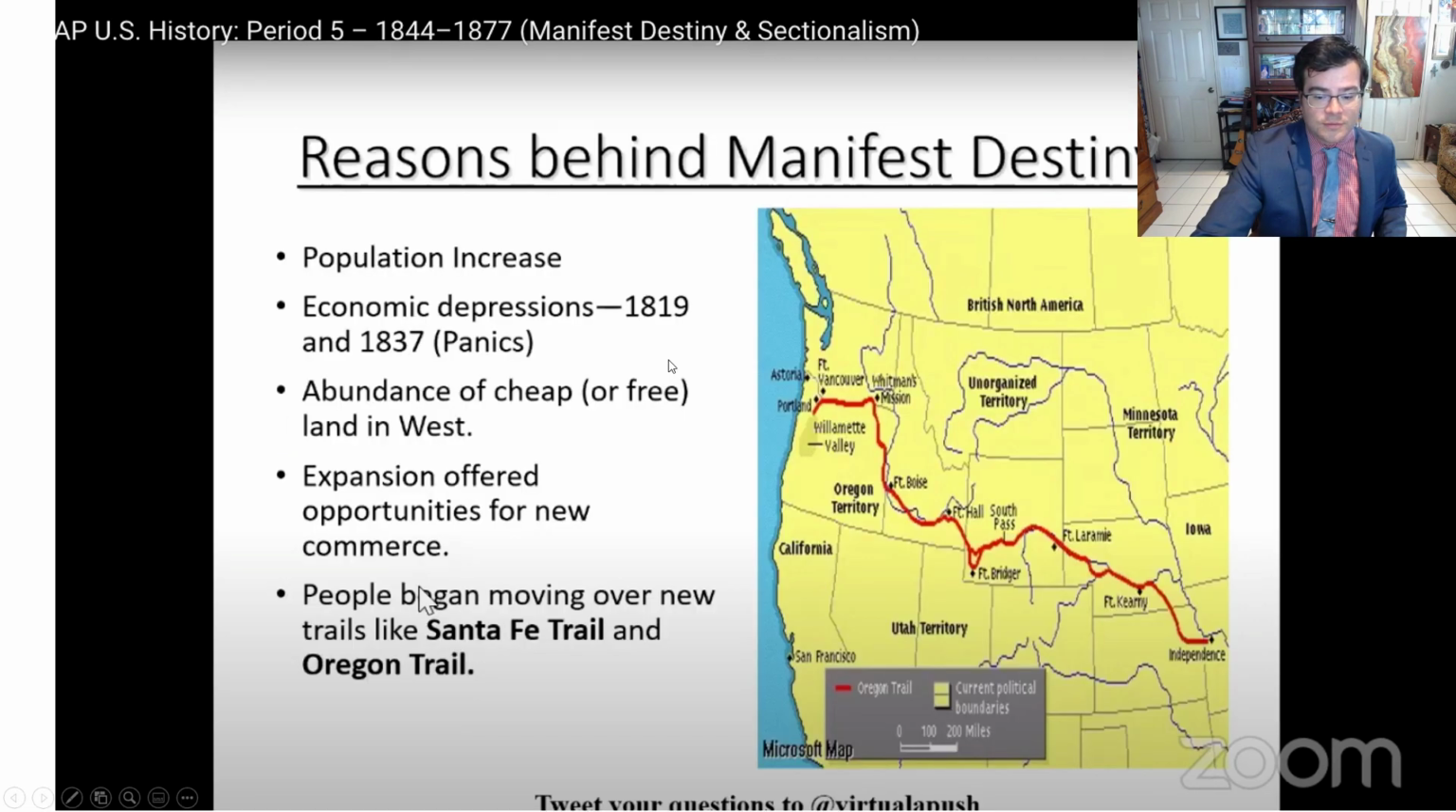So let's keep going. Reasons behind manifest destiny: population increase. The country is having a population boom. It's doubling over the course of a few decades, and so there needs to be more land. Poor land use is a big one. Why are people going to move west? Well, they don't use the land the right way, and they deplete the soil of resources.